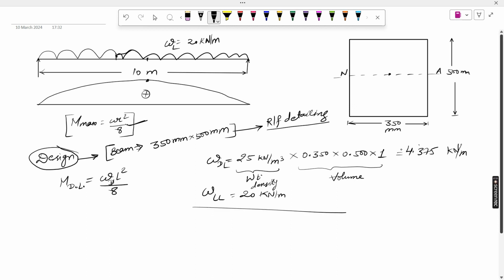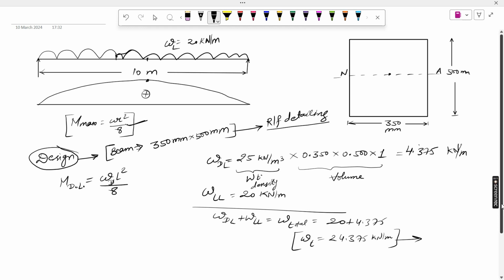You have to just add them, dead load plus live load, that will become W total. What is it? 20 plus 4.375 will come out as 24.375 kilonewton per meter. So this is our net W.